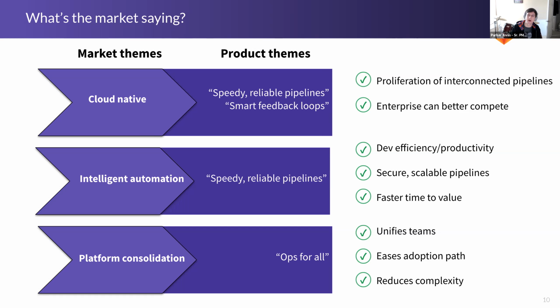And that aligns really, really well with a lot of our values, right? Unification, making sure that we can have adoption through usability, making sure that a path is easy. And then obviously reducing the complexity, something that we're very familiar with here at GitLab.